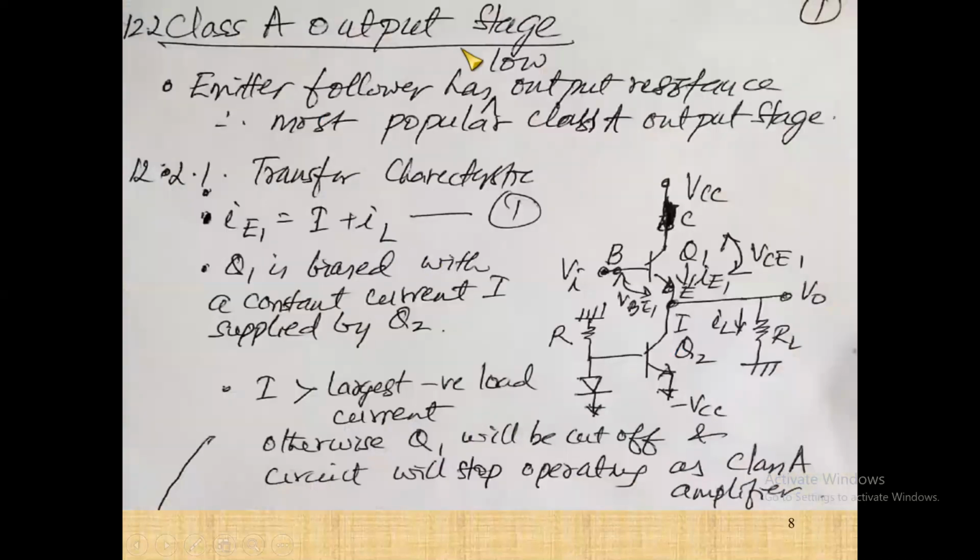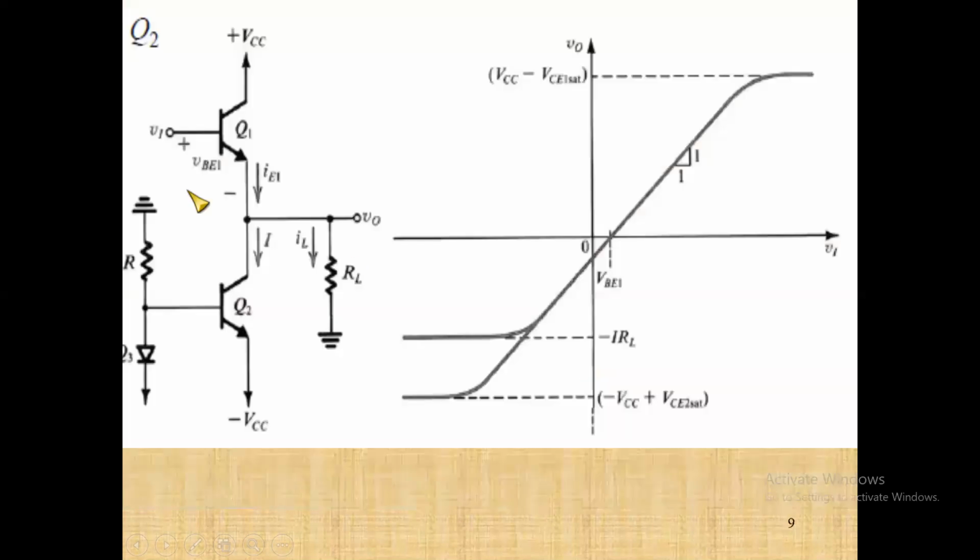Now let us come to the class A output stage. Generally we see that the emitter follower is the one used in the class A output stage, because the emitter follower has very low output resistance. Let us see the transistor characteristic of this. This is how the emitter follower looks, where we have the constant current source, and this is the transistor to which we are giving the input voltage.